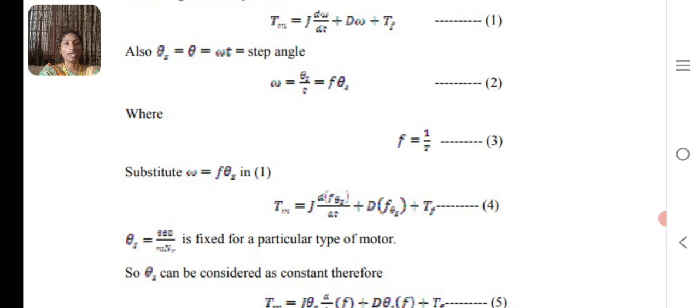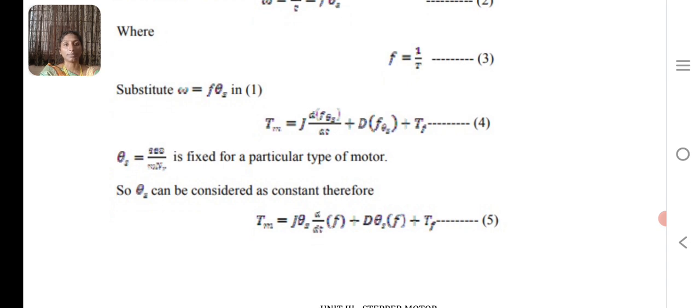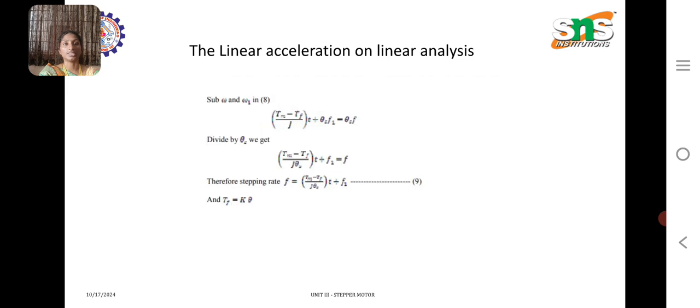And now substituting omega is equal to f into theta s in equation 1, Tm is equal to J d(f theta s) by dt plus d f theta s plus Tf, which is the frictional torque. So theta s can be considered as constant, therefore Tm is equal to J into theta s, which is inside the differentiation, can be brought outside and we can write it as df by dt plus d into, similarly for the next term, theta s is brought outside, f plus frictional torque Tf. So this is the basic equation.